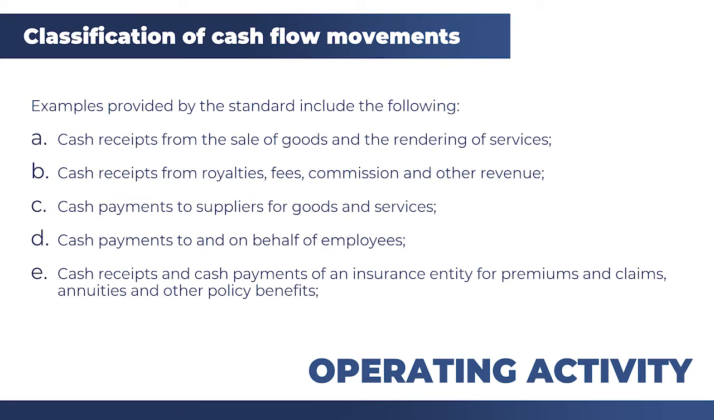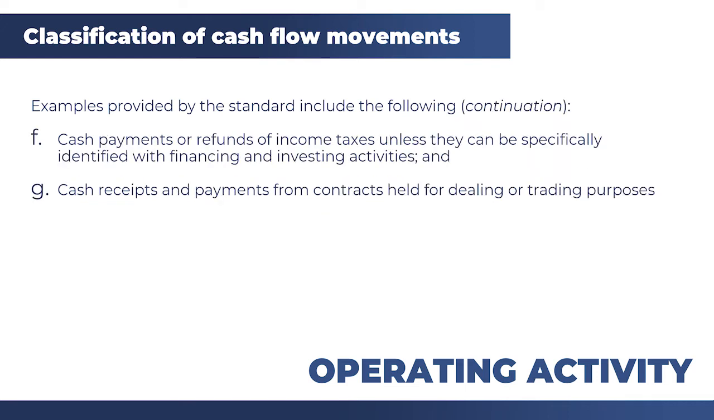Examples provided by the standard include the following: cash receipts from the sale of goods and the rendering of services, cash receipts from royalties, fees, commissions, and other revenue, cash payments to suppliers for goods and services, cash payments to and on behalf of employees, cash receipts and cash payments of an insurance entity for premiums and claims, annuities, and other policy benefits, cash payments or refunds of income taxes unless they can be specifically identified with financing and investing activities. And lastly, cash receipts and payments from contracts held for dealing or trading purposes.